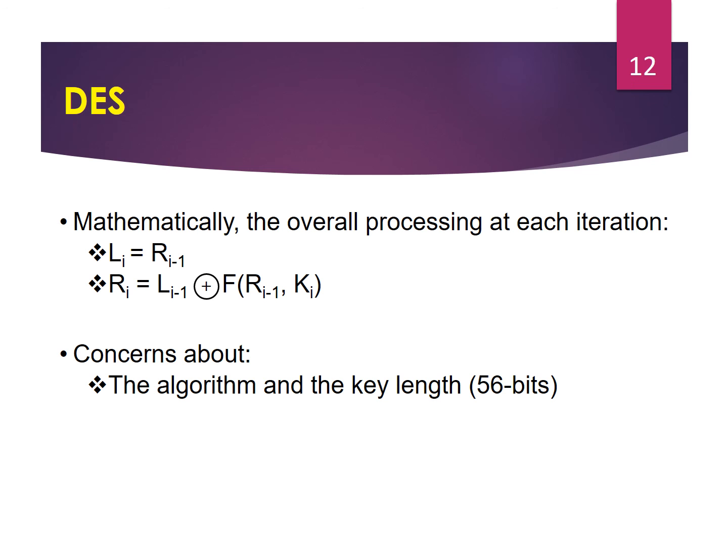DES is mathematically the overall process at each iteration. That is, Li is equal to Ri minus 1, and Ri is equal to Li minus 1 XOR a function of Ri minus 1 comma Ki. Concerned about the algorithm, the key length is 56 bits.